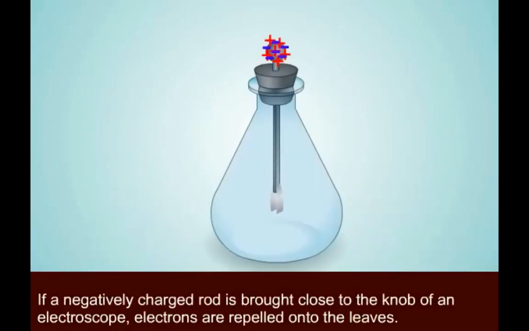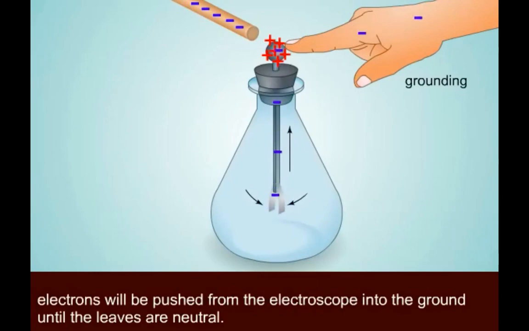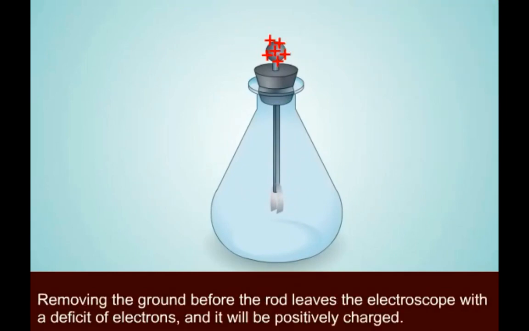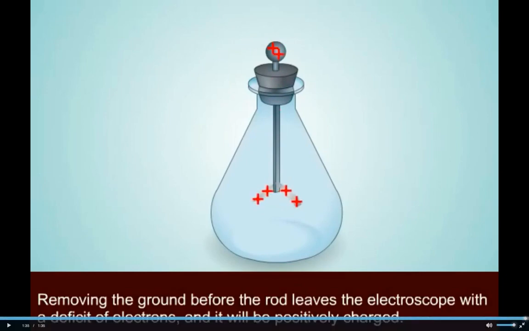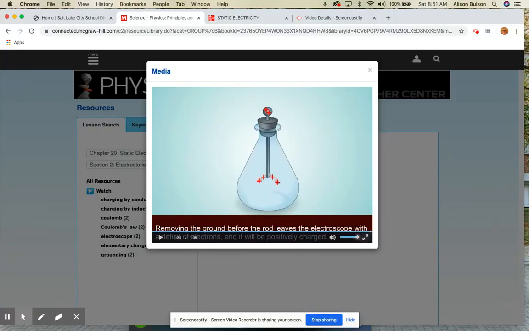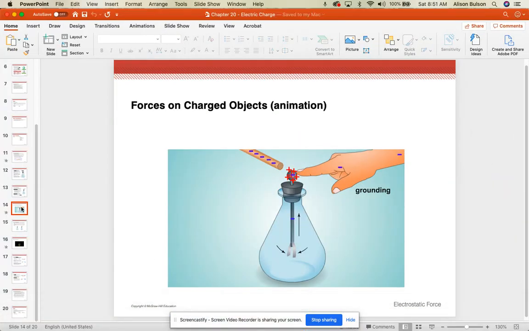If a negatively charged rod is brought close to the knob of an electroscope, electrons are repelled onto the leaves. If the knob is then grounded on the side opposite the charged rod, electrons will be pushed from the electroscope into the ground until the leaves are neutral. Removing the ground before the rod leaves the electroscope with a deficit of electrons, and it will be positively charged. Okay, we have lots more to practice with charging by induction and contact, but that's the basic idea.